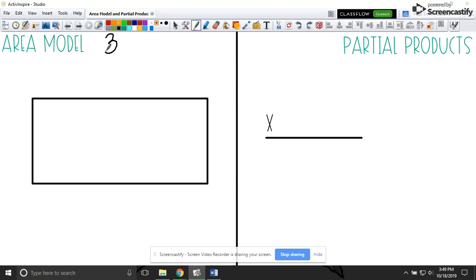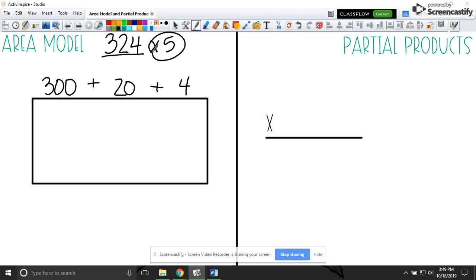So in our area model, 324 times 5, we're going to take our first factor, just like we did previously, and expand it. So 300 plus 20 plus 4, times 5. And 5 cannot be expanded, or it could be, we just don't need to. Again, separate where you see plus signs, and this time we're not really going to solve the strategy. We're just going to look at how we can use it to use partial products.